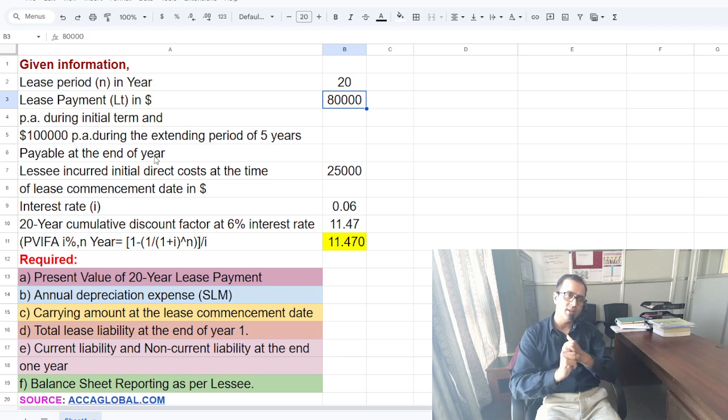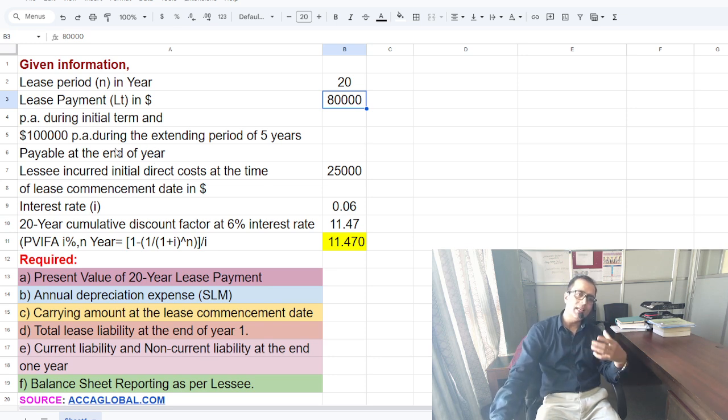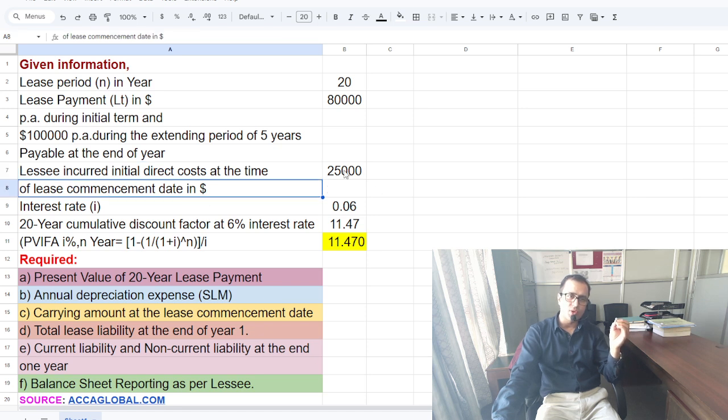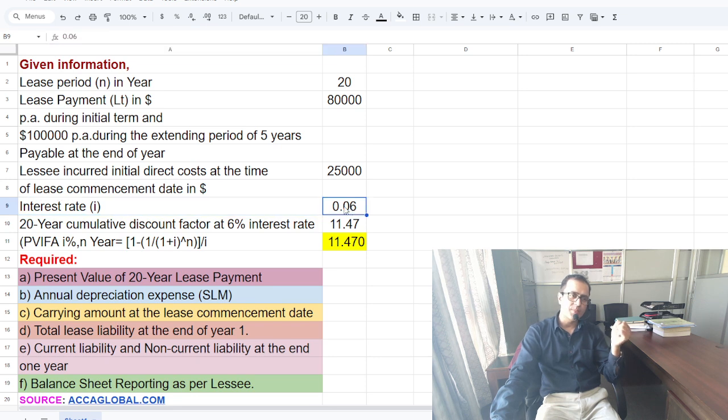So the lease payment would be made by the lessee, that you need to understand here. And the lessee spent initial direct cost at the lease commencement date of $25,000, while the interest rate is 6%. So the 20-year cumulative discount factor, which is given in the question, is 11.47.